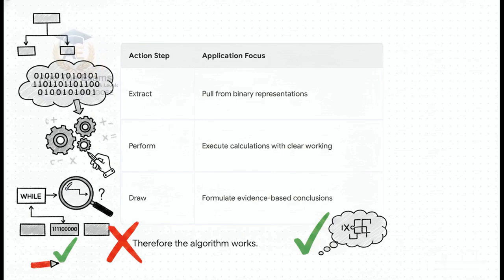A top-tier response would draw a specific conclusion based on the performance of that loop, stating exactly why that specific binary threshold triggers the exit condition and how it impacts the overarching system. You must pull the data, perform the logic with clear working, and draw an undeniably backed conclusion. That is exactly how you transform red pen marks into green check marks.